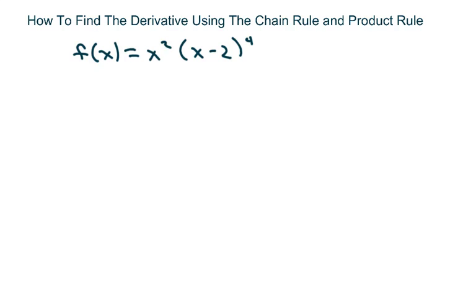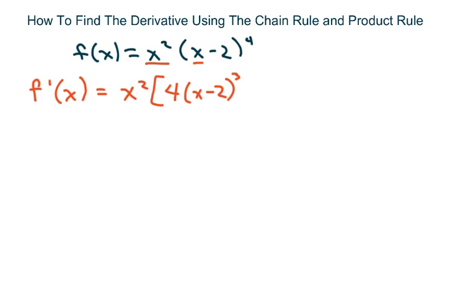Hi everyone, we're going to find the derivative using the chain rule and the product rule. So the first thing we're going to do is just take the derivative of x, and as you recall, we're going to just multiply our first function times the derivative of the second function. And this is where we're using the chain rule. That's going to be 4 times x minus 2 cubed, and then you multiply it by the derivative of the inner function.